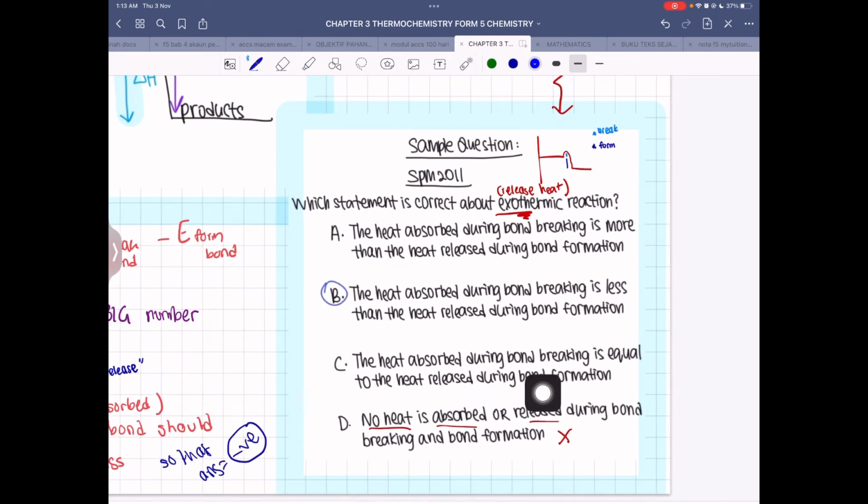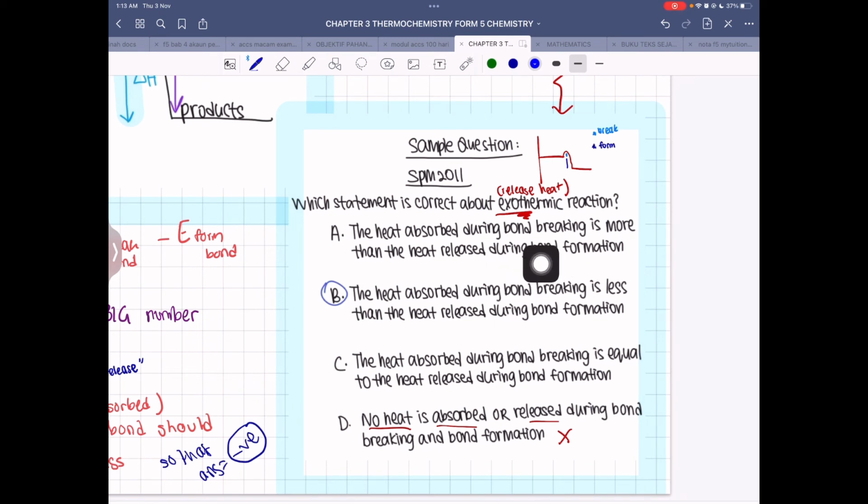Which statement is correct regarding exothermic? Now this question might be a bit tricky, but like, okay, think about it. Exothermic is releasing heat. So to say no heat is absorbed or released is wrong. So confirm D is up. And later, now A. The heat absorbed during bond breaking is more than the heat absorbed during bond formation.